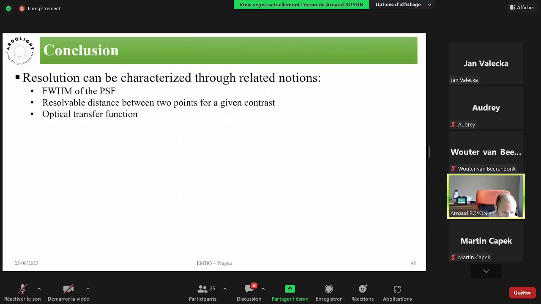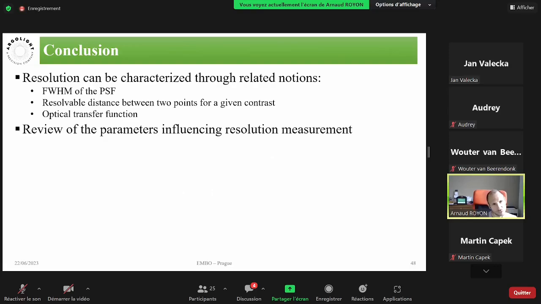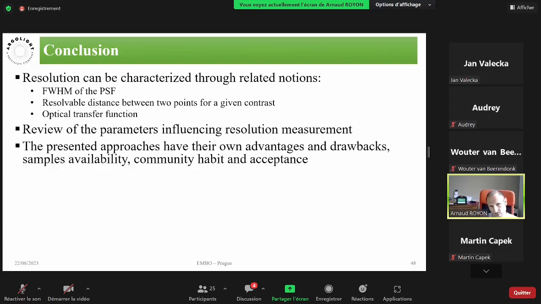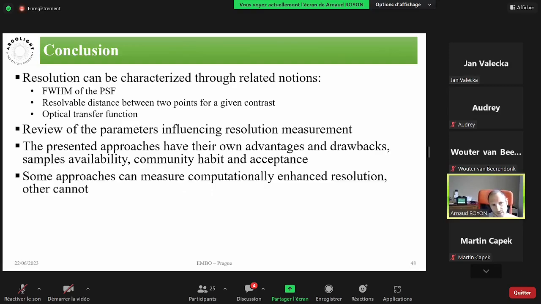So to conclude, I presented you three approaches to measure the resolution, based on the full width at half maximum of the PSF, or the resolvable distance between two points for a given contrast, or from the optical transfer function. We have reviewed the parameters influencing the measurement. The presented approaches have their own advantages and drawbacks: sample availability, community habit, and acceptance. Some approaches can measure computationally enhanced resolution, others cannot.